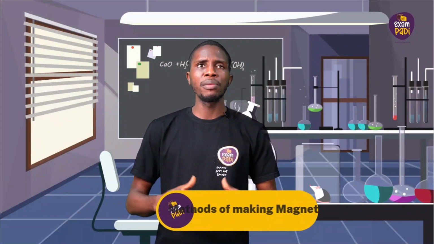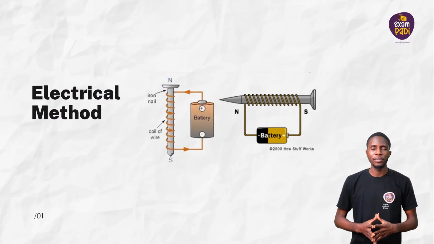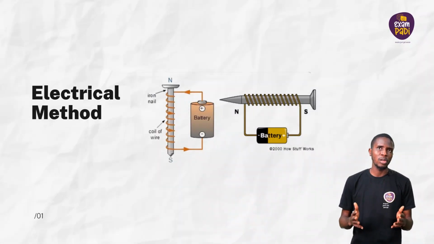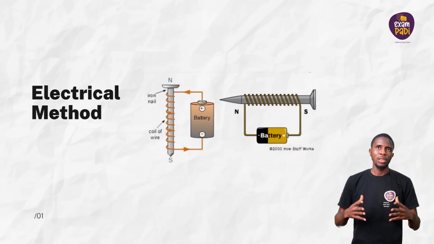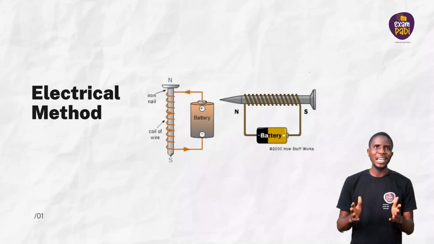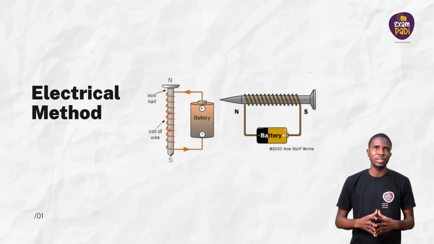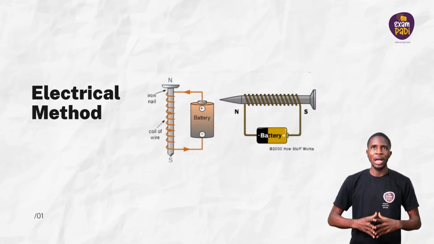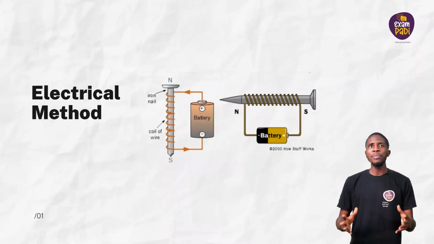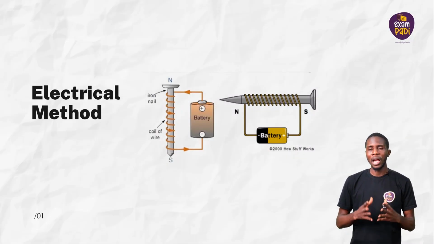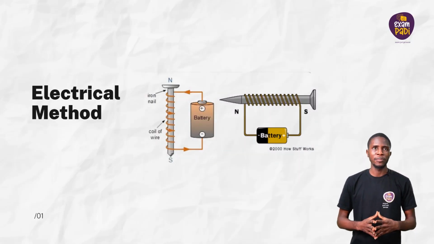What are the methods of making magnets? 1. Electrical method. The best method of making magnets is to use the magnetic effect of an electric current. The material, a steel bar X, to be magnetized is placed inside a solenoid. Then the current is switched on for a few seconds and then switched off. When the bar is tested, it is found to be a magnet, as displayed in this image.